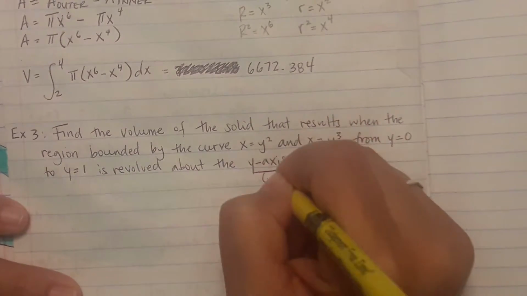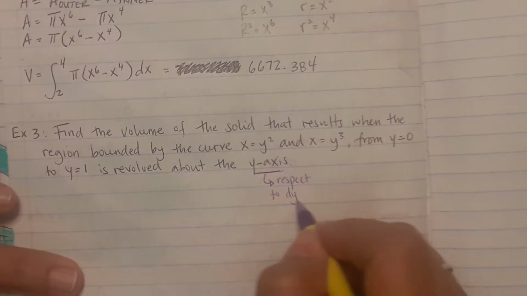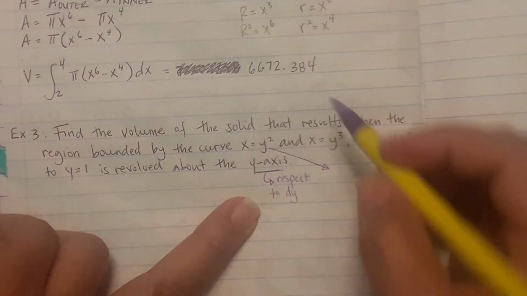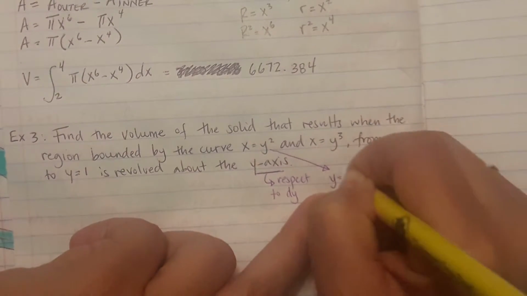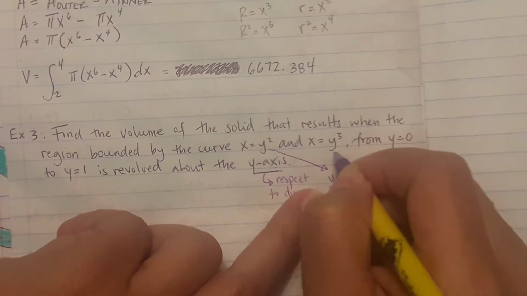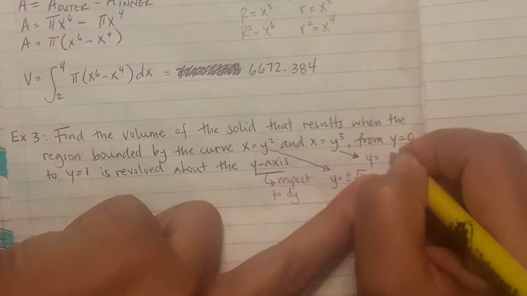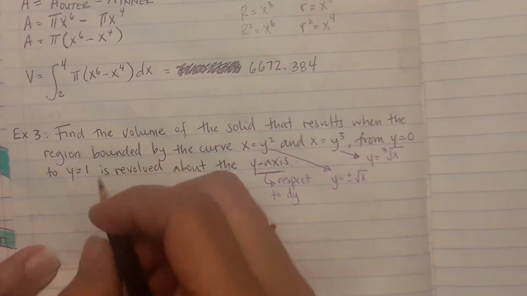Alright, so this time it's in the y-axis, which means it's with respect to dy, which means everything must be in terms of y. Okay, and you can already see that it's solved for x, which means everything is in terms of y. But in order for me to graph it, I have to make it y equals. Maybe you don't, but I do. So that's going to be plus or minus radical x, and that's going to be cube root of x. So now I can go ahead and graph my two graphs.